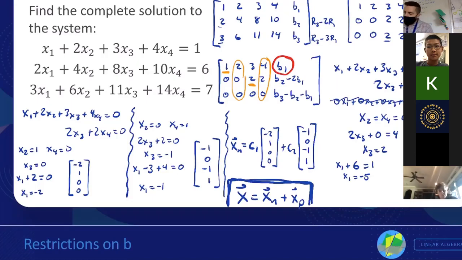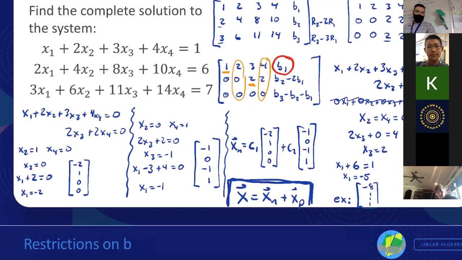Okay, but that would be your final answer. But for example, we could get more solutions. I could add the 3 vectors together. -8, 1, 1, 1. That's another solution. I just added the 3 vectors together.